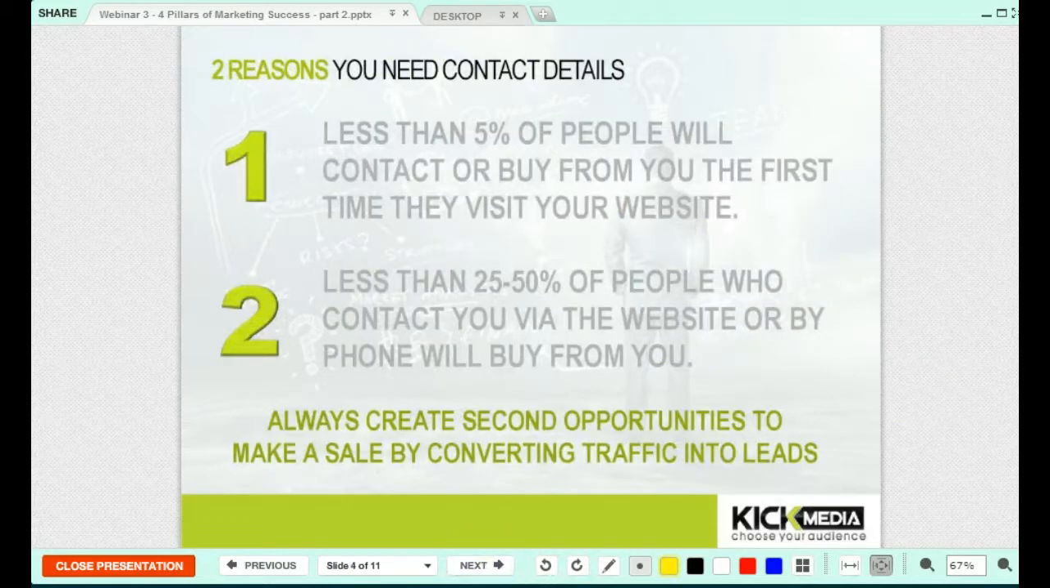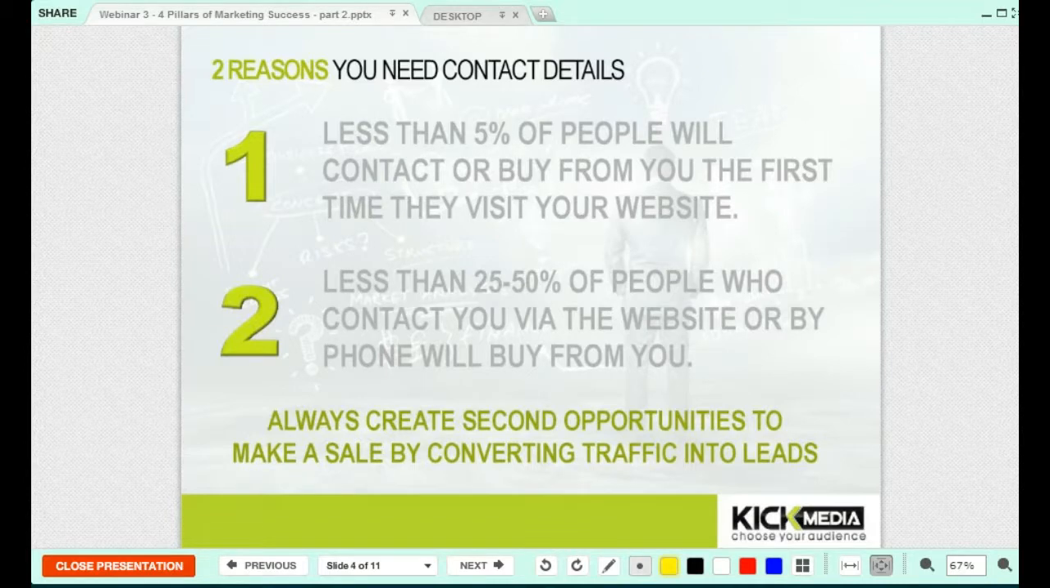Again, 2 reasons. One, less than 5% of people will contact or buy from you the first time they visit your website. And that's a proven stat. There's actually a Forrester report that's done a study on this. And the question is, if only 5% of people that come to your site are actually contacting you or buying, if you've got e-commerce, what's happening to that 95% of people that visit your website but never contact you? Does that mean they will never purchase at any point in the future? No, of course not. They may just be in a different phase of the buying cycle.